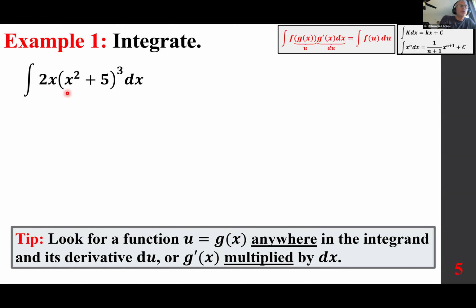For example, the integral of 2x, parentheses x squared plus 5 quantity cubed dx. The tip is look for a function u equals g of x anywhere in the integrand, and its derivative du, or g prime of x, multiplied by dx. We are dealing with a couple of polynomials. One of them is 2x, one of them is x squared plus 5. The more complicated one in this case is x squared plus 5, and therefore that's the choice of u. You know, if you differentiate it, du dx becomes 2x. Therefore, du is 2x dx.